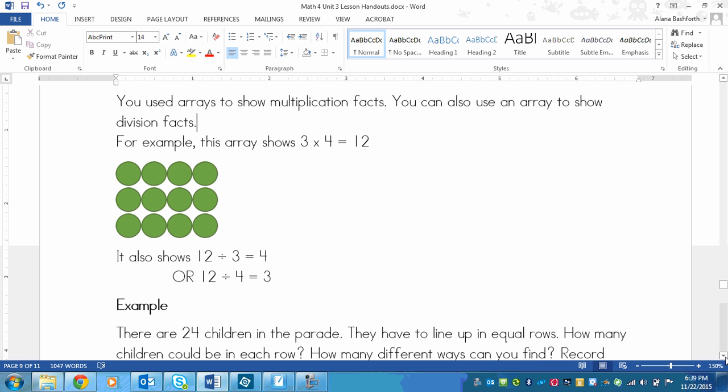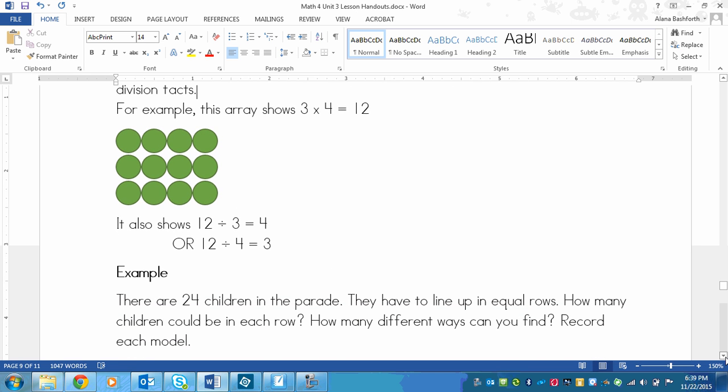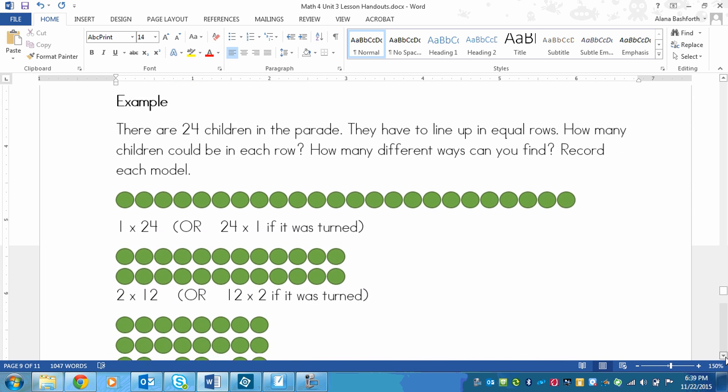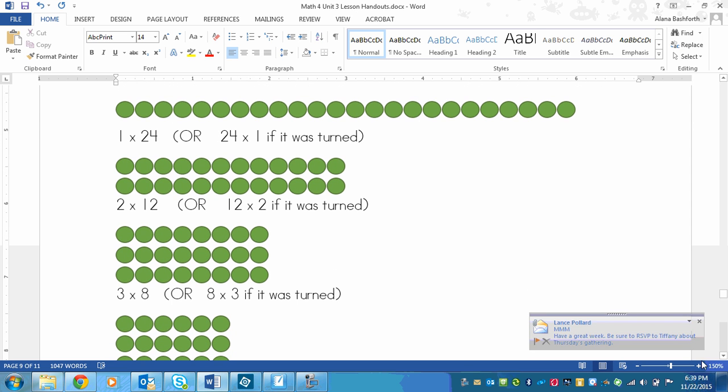Now we've got an example here, and it says there are 24 children in the parade. They have to line up in equal rows. How many children could be in each row? How many different ways can you find and record with each model? Down here, I've written 4 of the answers that you should have. I didn't have room on this Word document to write the other 4, but I did write what would happen. You would actually write the other 4, but for the purposes of this, we'll just imagine.